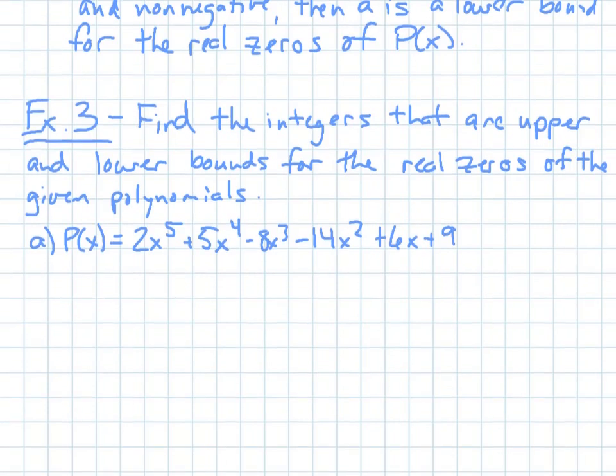Okay, so here you're given the polynomial P of x equal to 2x to the 5th plus 5x to the 4th minus 8x cubed minus 14x squared plus 6x plus 9. Now I want to find the upper and lower bounds of this polynomial. So I'm going to use the upper and lower bound theorem. Like it was saying, I want to use synthetic division.